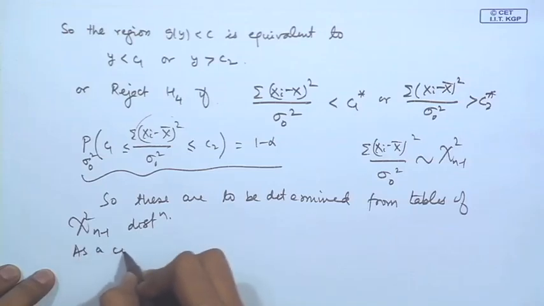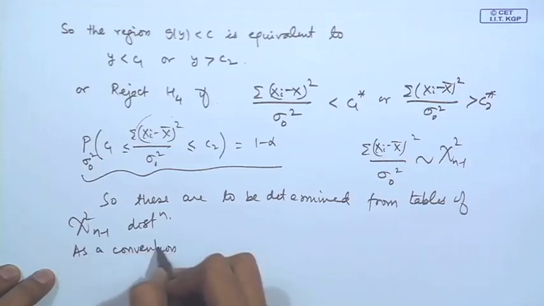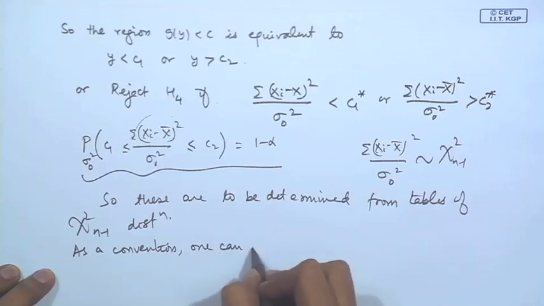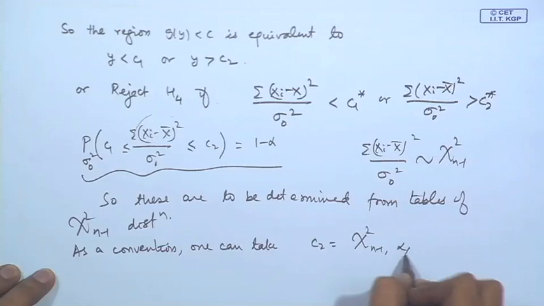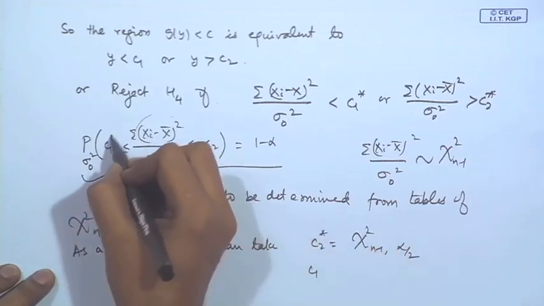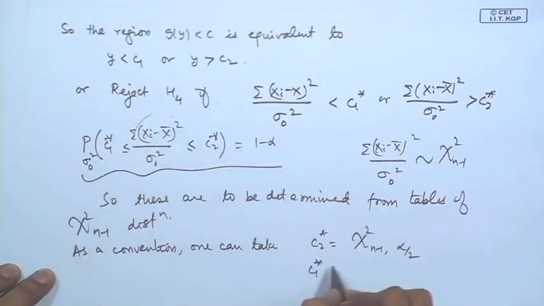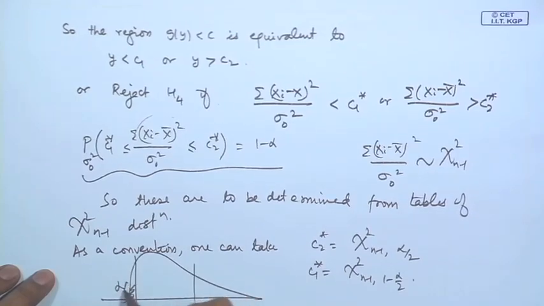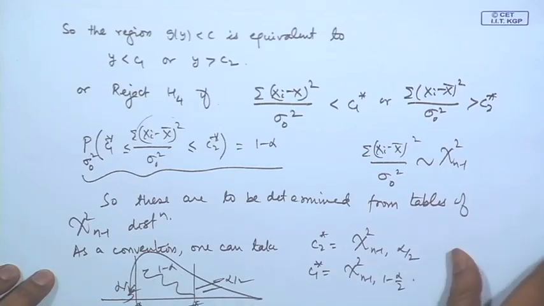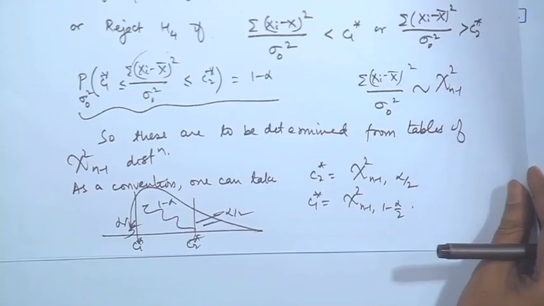As a convention, one can take C2 equal to chi-square n minus 1, alpha by 2, and C1 as chi-square n minus 1, 1 minus alpha by 2, because the probability between these, suppose this is alpha by 2 probability, this is alpha by 2 probability, then this is 1 minus alpha. So, this is C1 star, this is C2 star that we can take here.